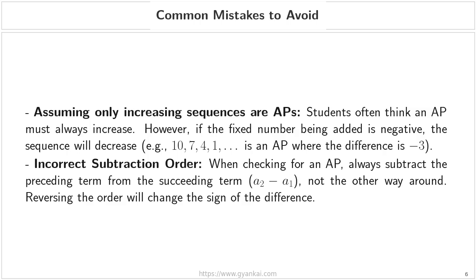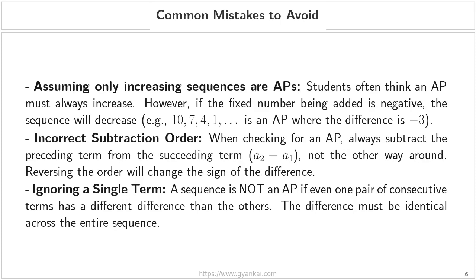Second, pay close attention to your subtraction order when verifying a sequence. To find the difference, you must always subtract the preceding term from the succeeding term, that is, term 2 minus term 1. If you accidentally subtract the first term from the second, you might get the correct magnitude, but you will get the wrong sign. Always remember, second term minus first term.